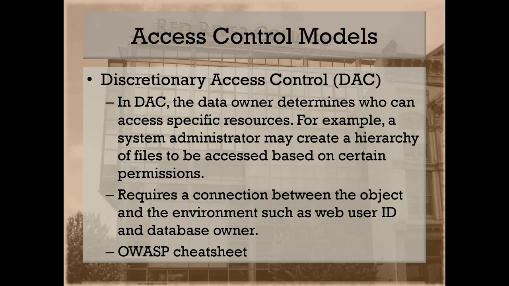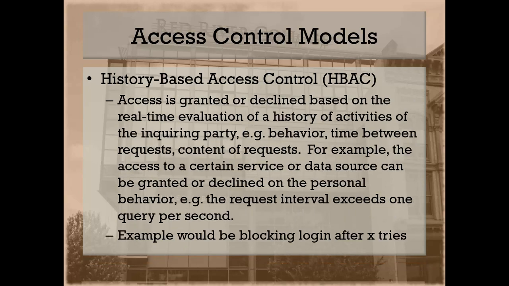That's another example. We don't really see that a lot in web applications, and I got that one from the OWASP cheat sheet. History-based access control, we tend to see this as a delimiter more than an enabler. The best example of history-based access control is where you grant access, or more typically, you remove access based on somebody's actions. You would log somebody out after so many tries of a failed login. That would be an example of history-based access control, where it is blocking rather than allowing.